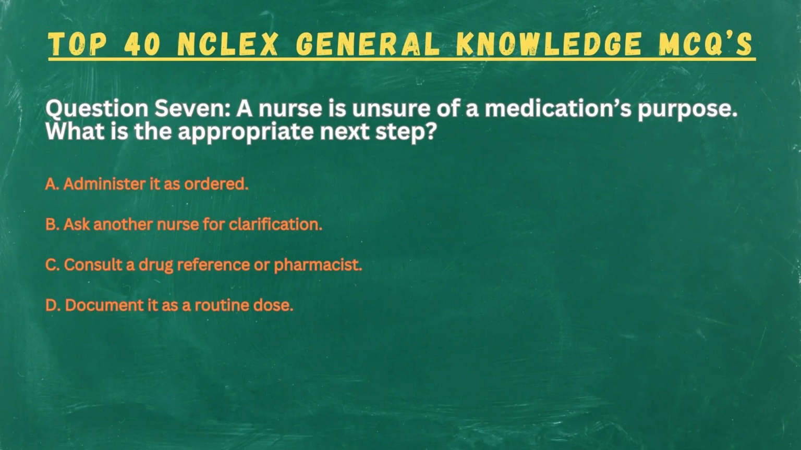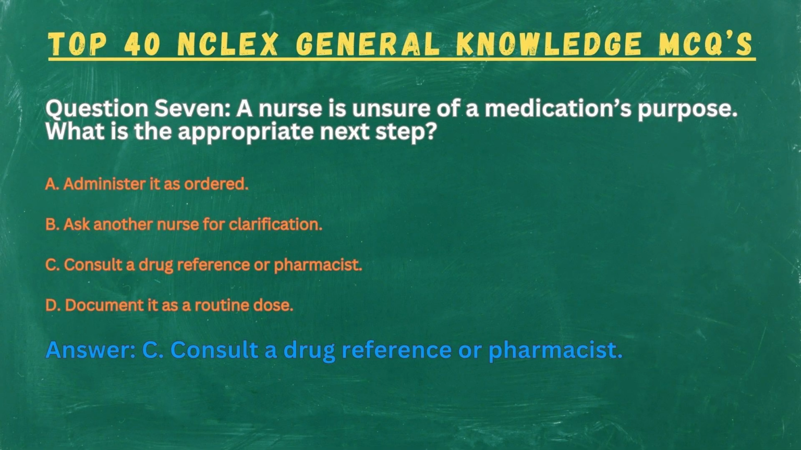Question 7. A nurse is unsure of a medication's purpose. What is the appropriate next step? A. Administer it as ordered. B. Ask another nurse for clarification. C. Consult a drug reference or pharmacist. D. Document it as a routine dose. Answer: C. Consult a drug reference or pharmacist.